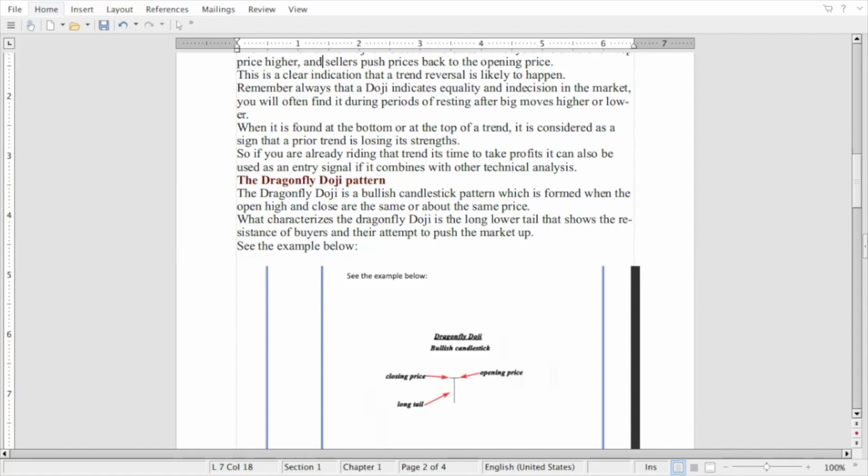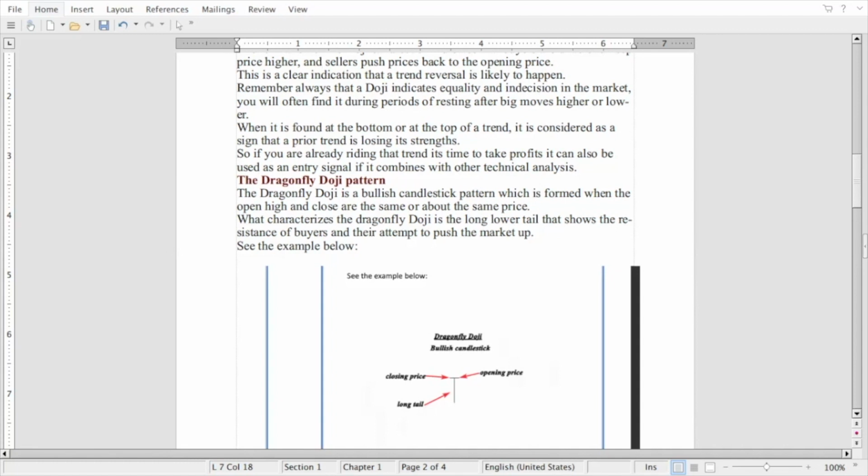It can be used as an entry signal if it combines with other technical analysis. Very important, and I emphasize that you can't just trade using only Doji. You use other technical analysis, you know, support and resistance. Is the trend going up or going down? You can't just use that one only. Let's say you are using maybe Bollinger Band, and when you see it form on the upper or lower side of the Bollinger Band, you know what to do.